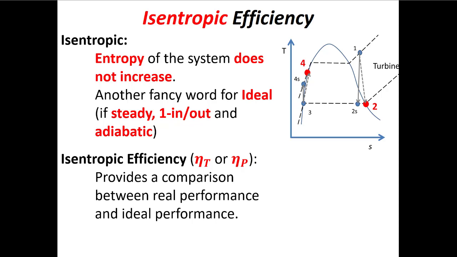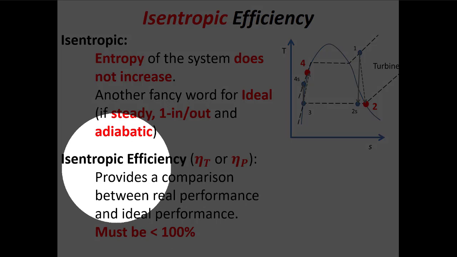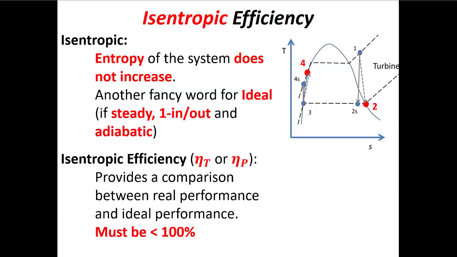What the isentropic efficiency does is compare the performance of my actual turbine or my actual pump to the best performance a turbine or pump could ever have, this ideal performance. Because we're comparing something real to something imaginary, something ideal, we know that ideal performance is the best we could ever have. So we must be getting less than 100% efficiency when our efficiency is isentropic efficiency, because our turbine is going to perform worse than the ideal version of that same turbine.